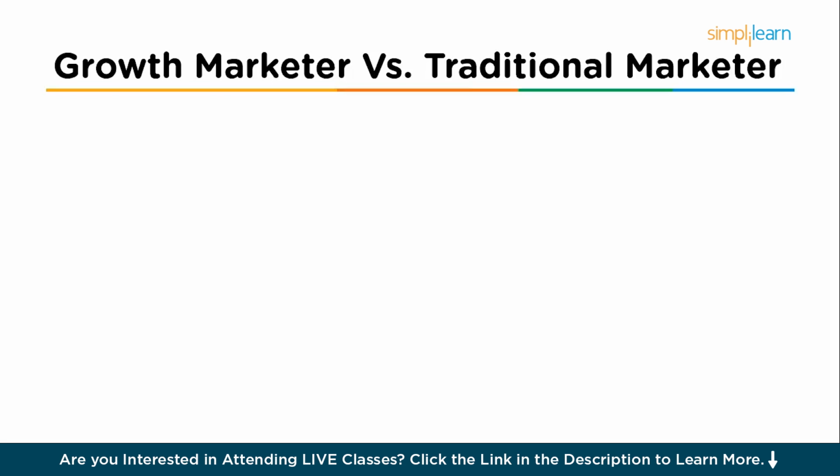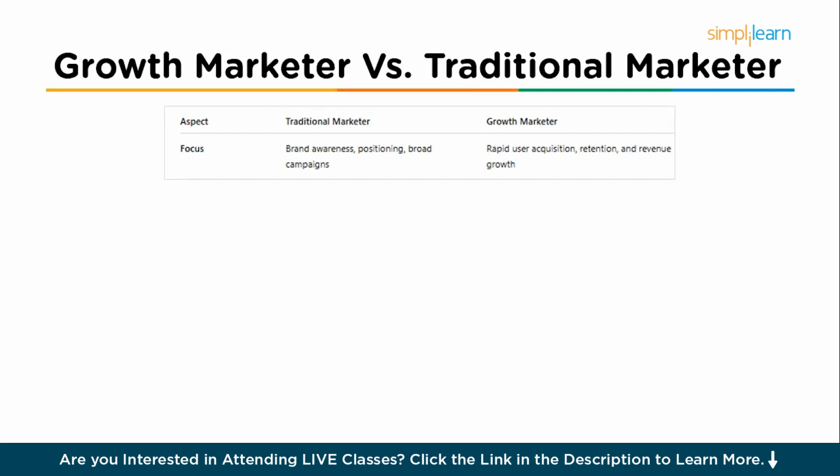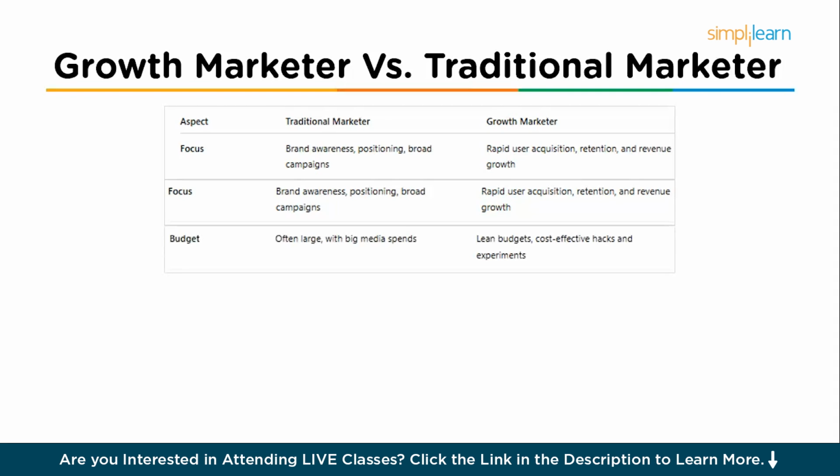So, the first aspect is the focus. Traditional marketing focuses on brand awareness, positioning, and broad campaigns, whereas growth marketers focus on rapid user acquisition, retention, and revenue growth. Then comes budget. Traditional marketing budget is often large with big media spends, whereas growth marketer budget is lean, with cost effective hacks and experiments. Then comes metrics. Traditional marketer metrics are like impressions, reach, brand lift, whereas growth marketer metrics are conversion rate, customer acquisition cost, CAC, lifetime value, LTV, and activation metrics.